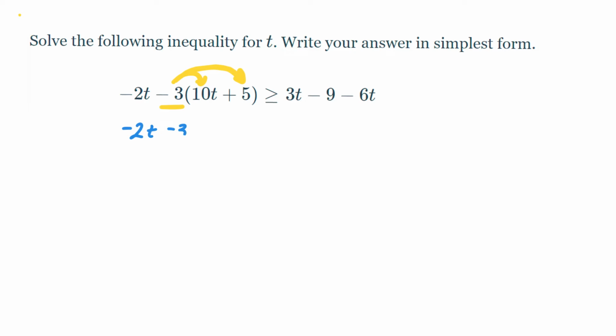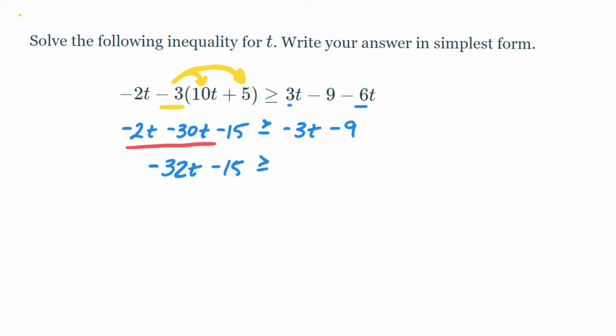So this would be negative 30t minus 15. We have a few like terms on the right side, so we're going to go ahead and put those together. Negative 3t, and then there's minus 9. So we're going to keep looking for values that we can combine. We still have these two on the left side. So this is negative 32t. Minus 15 is greater than or equal to 3t minus 9.